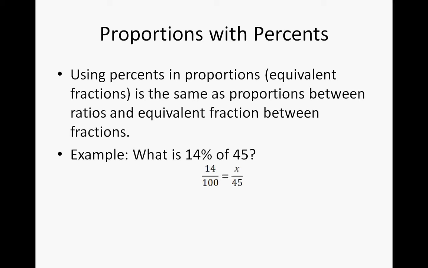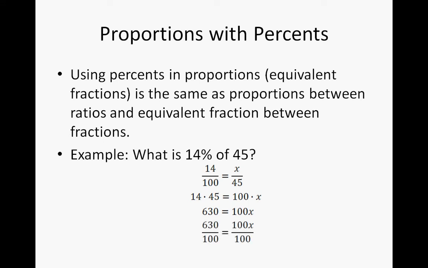So we want to find out if 14% means 14 out of 100, or 14 hundredths, then what would the number of copies be if the partitions are only 45? So it would be set up as 14 over 100 is the same as some number over 45. Then by using the cross multiplication theorem, 14 times 45 is equal to 100 times x. Well, 14 times 45 is 630, and 100 times x can be rewritten as 100x.